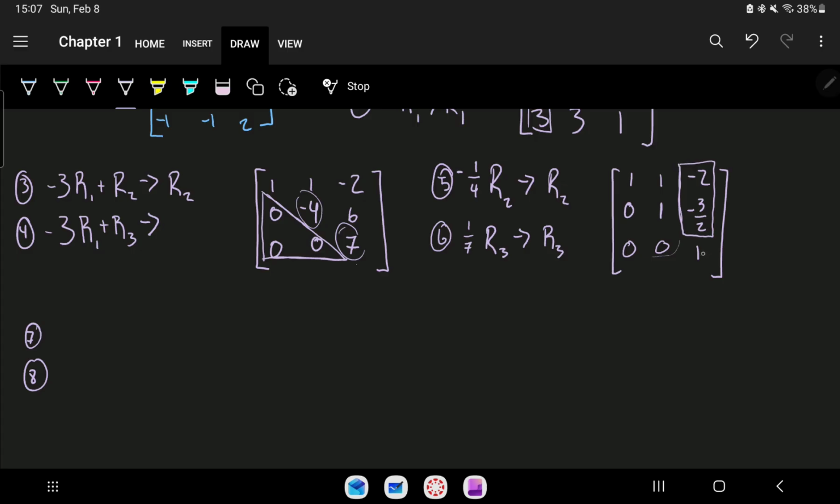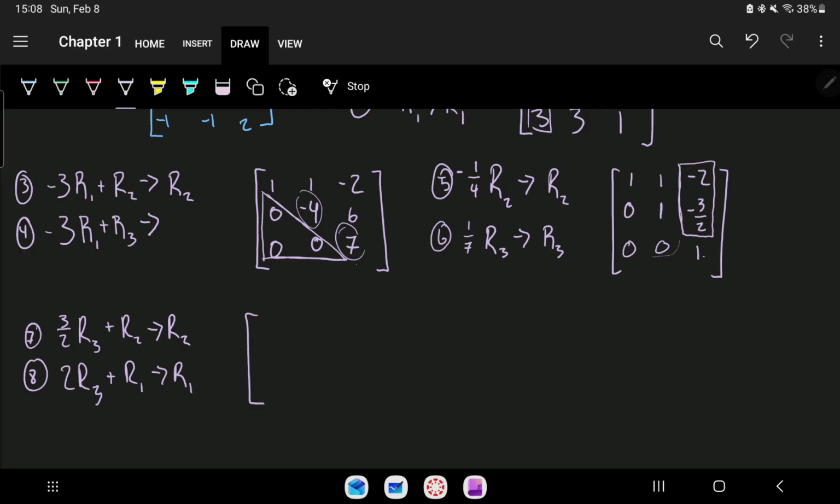So what can I do for the second row? I can add a positive 3/2, right? Since this is already 1, I can just say 3/2 of row 3 plus row 2 is going to give me my new row 2, because 3/2 minus 3/2 is going to equal 0, right? And then similarly, we have 2 times row 3 plus row 1 is going to give me my new row 1.